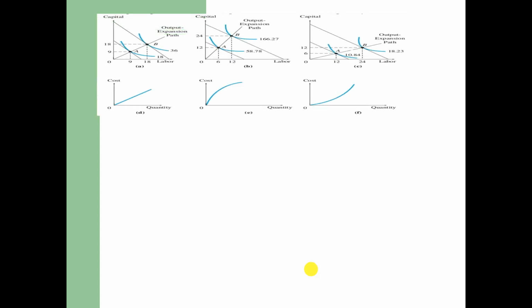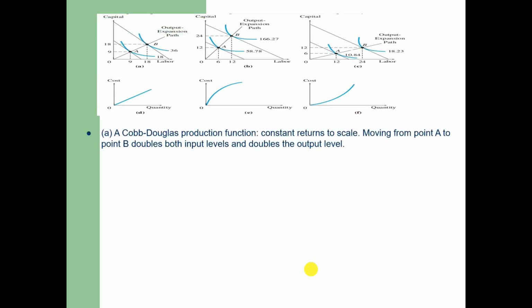Here are some other diagrams. Diagram A shows a Cobb-Douglas production function where there are constant returns to scale as I mentioned earlier, and if we move from point A to point B, then both the inputs are doubled and the output level is also doubled.